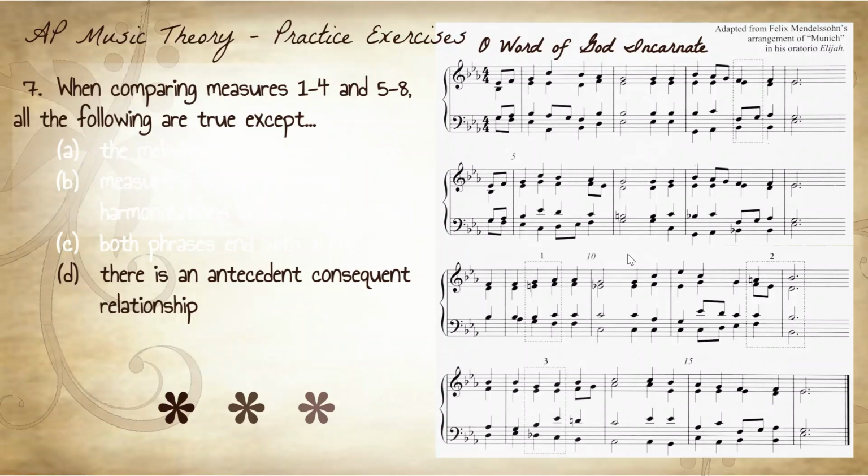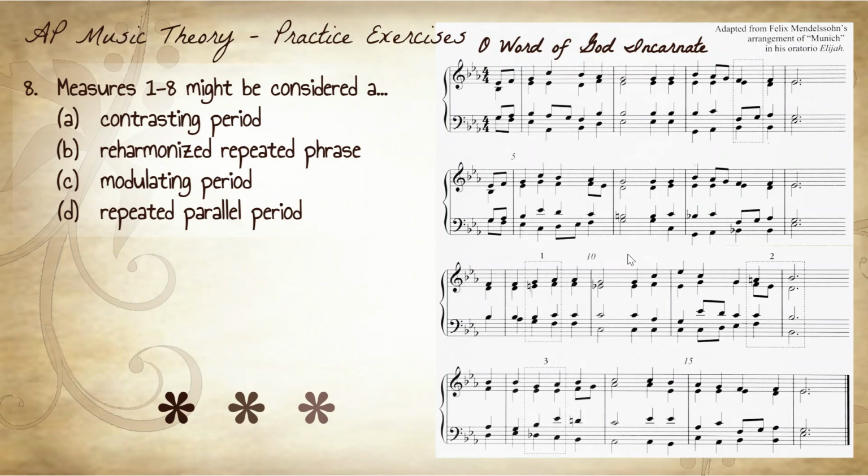The only not correct answer is D. When comparing measures 1 to 4 and measures 5 to 8, we see that the melody is the same while the harmony is different, specifically in measure 6, which includes harmonization with a secondary harmonic function. Both phrases end with a perfect authentic cadence. Therefore, there is not an antecedent-consequent relationship.